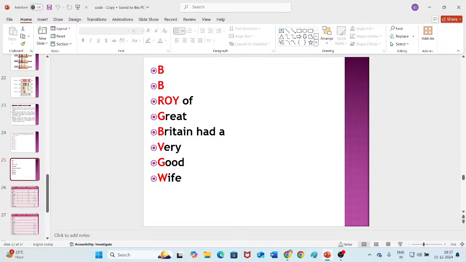If you see, some letters I have highlighted in red color. I have converted the color of some of the letters to red. BB Roy, Great Britain, very good wife. The words of, had, a, these things you just forget. You just remember BB Roy, Great Britain, very good wife.